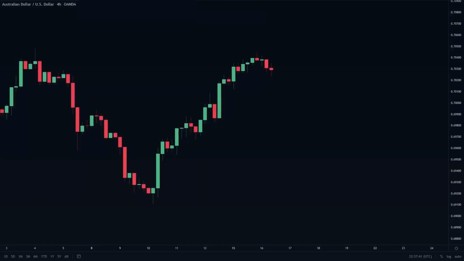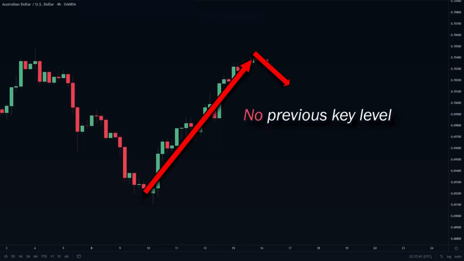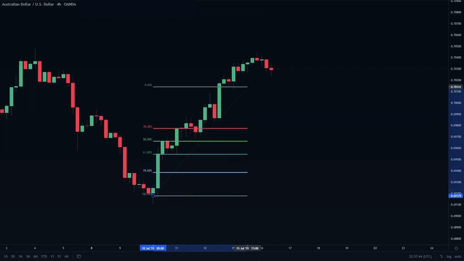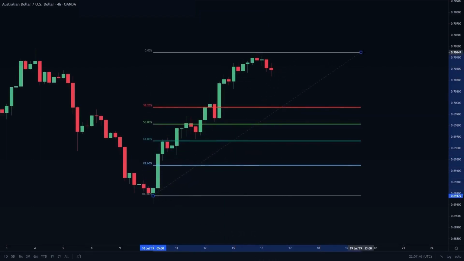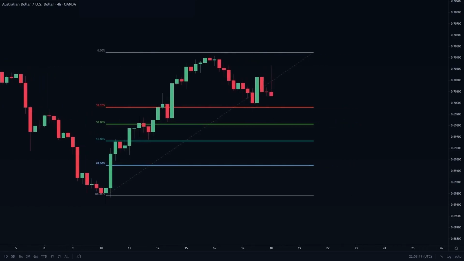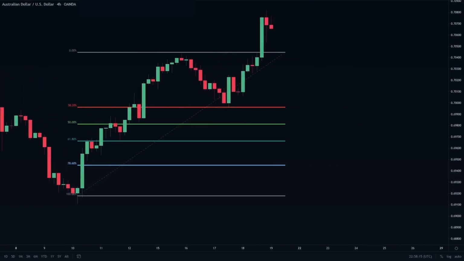However, what if the chart looks like this instead, where the price went up and made a pullback, but there is no previous key level? How do we know when this pullback will end? And this is where the Fibonacci retracement tool comes in. As I plot the tool onto our chart, notice that we now have these Fibonacci-based key levels generated by the tool. And as you can see, the price hits one of the levels and bounces upwards, so it's widely known among traders that price tends to respect these levels.